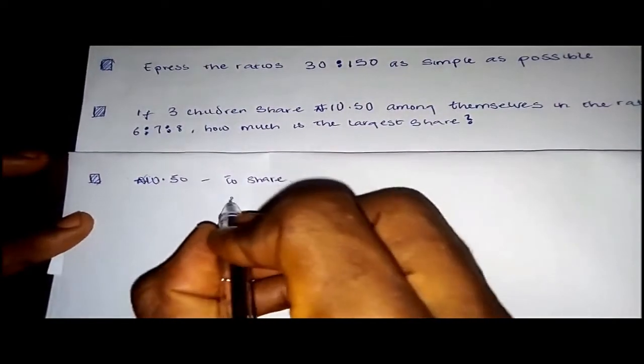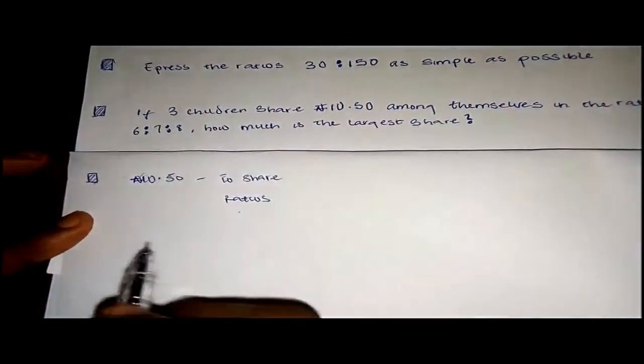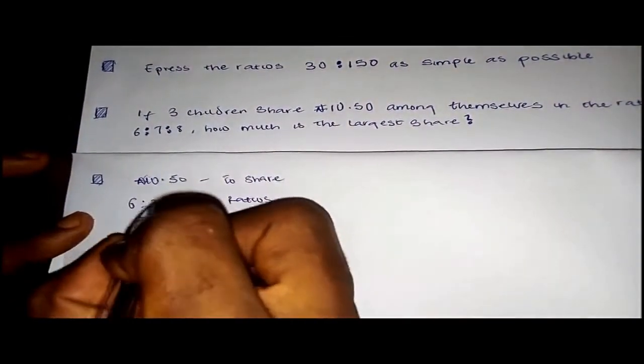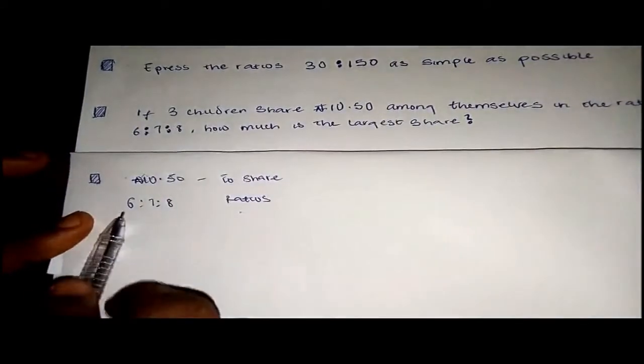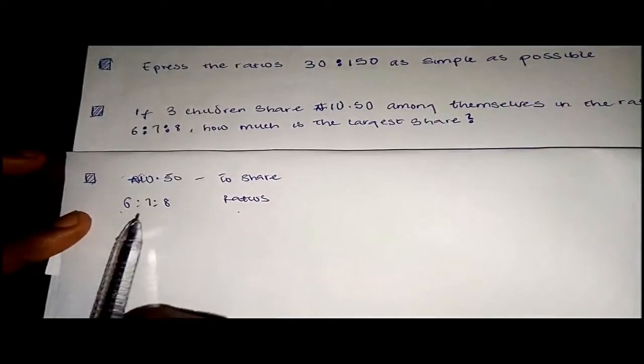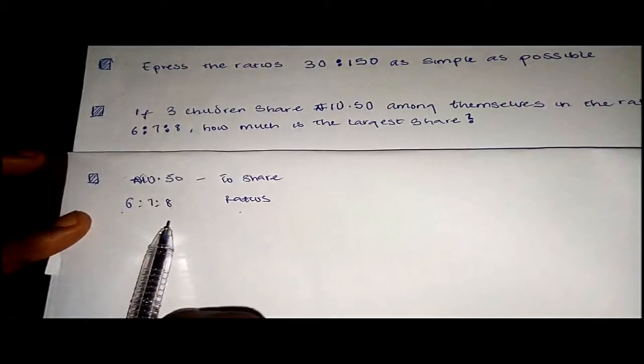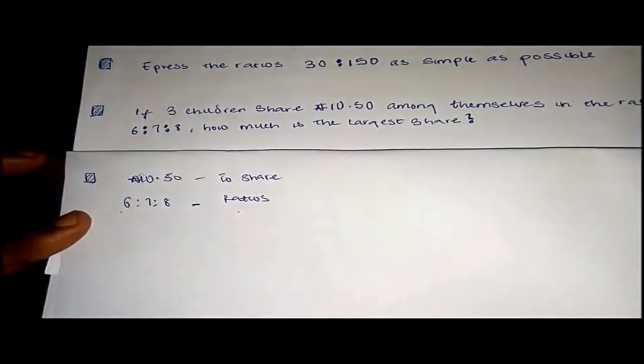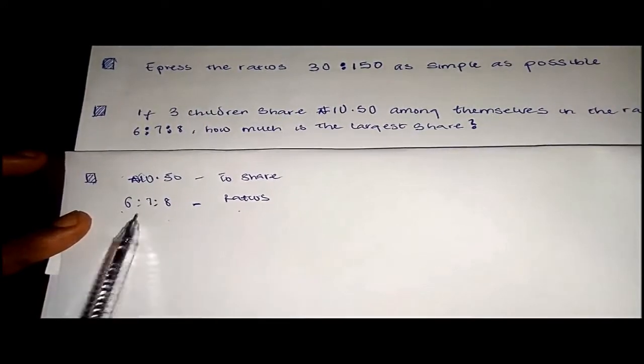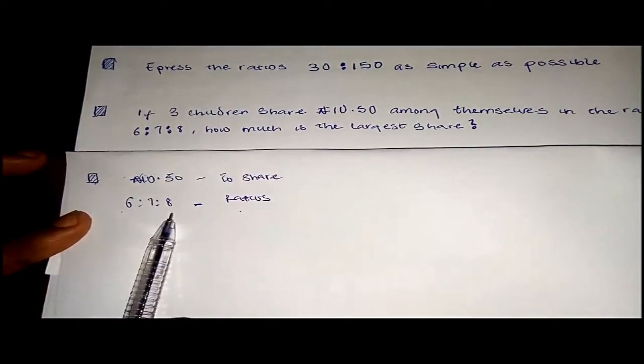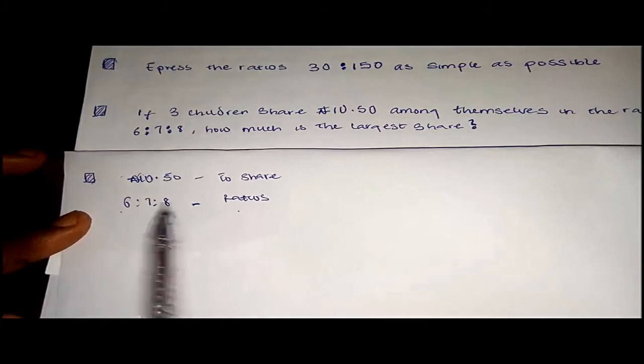Now the ratio they are going to share this in is 6:7:8. So the first child's ratio is 6, the second child is 7, and the third is 8. Now to find the largest, you have to look at which of them has the highest ratio. And actually the third one, which is 8, has the highest ratio. This will help us find the largest share.